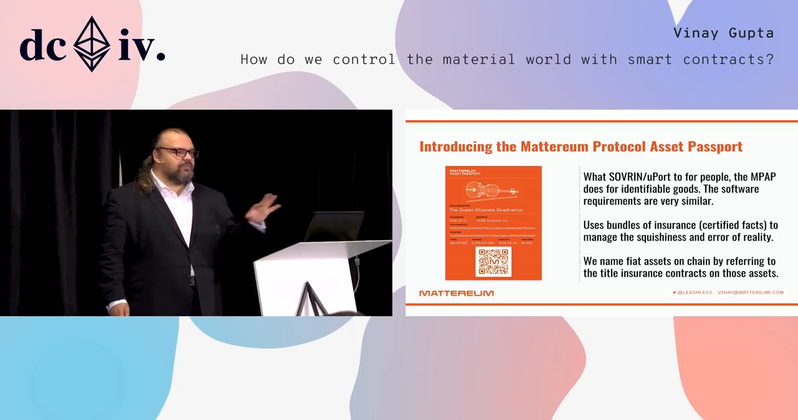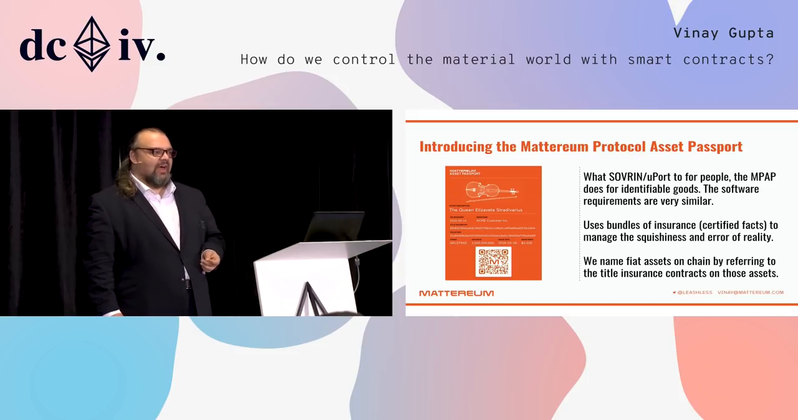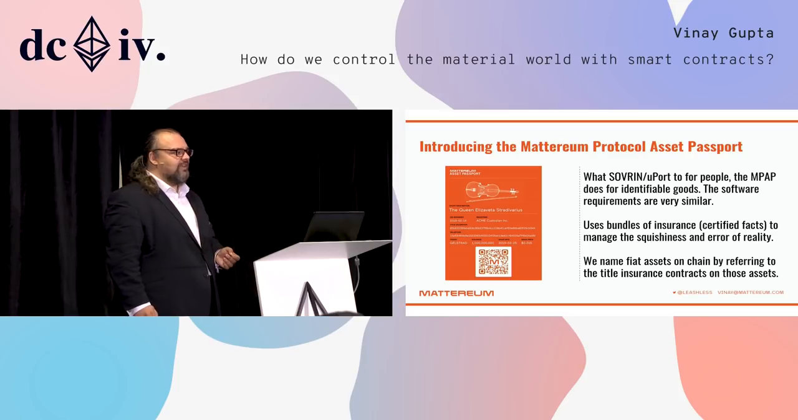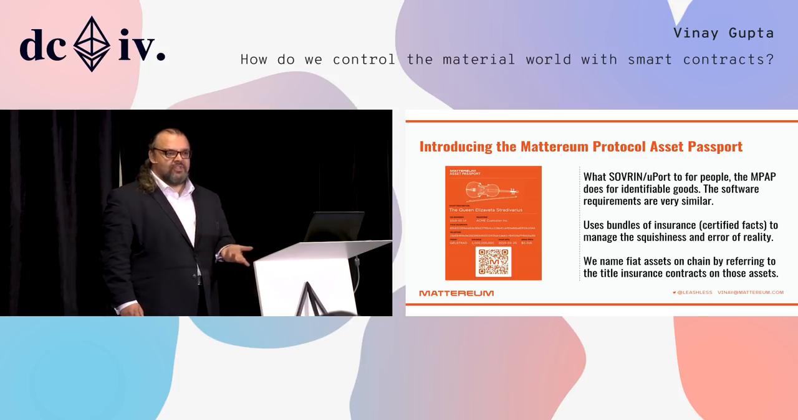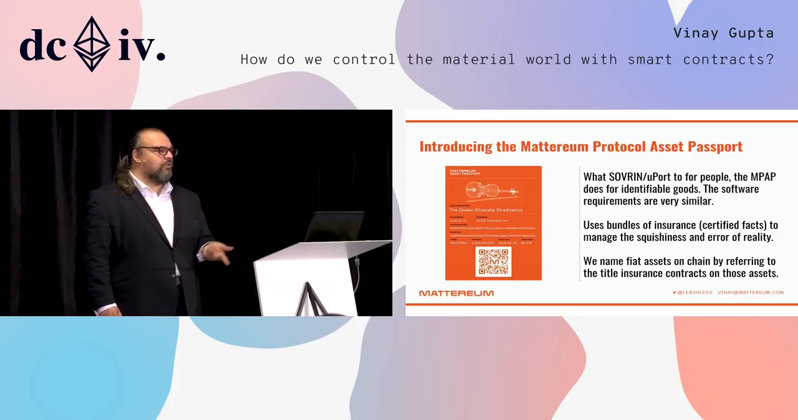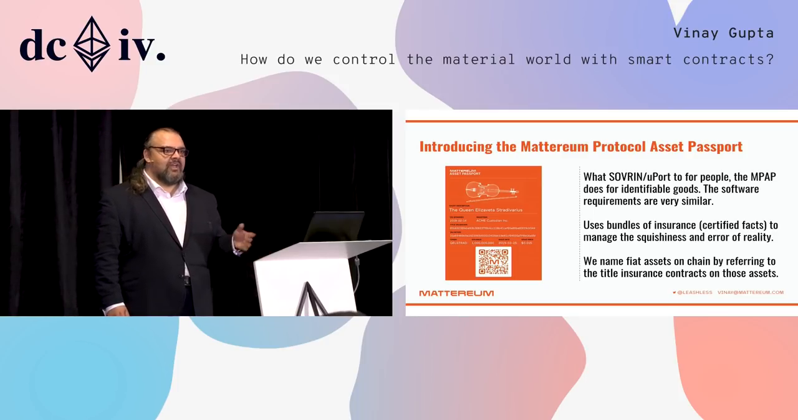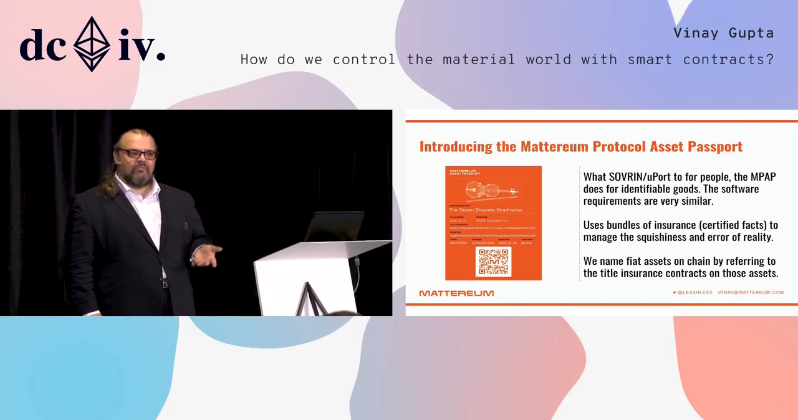So the first piece of new stuff that we're building out is a thing called an asset passport. And an asset passport is basically digital identity documents on the self-sovereign model, more or less, for assets. And it's implemented to handle the kind of squishiness of the real world using a set of staked partners that do things like value the asset, identify the asset, verify the asset doesn't have more than one owner, and these kind of processes.